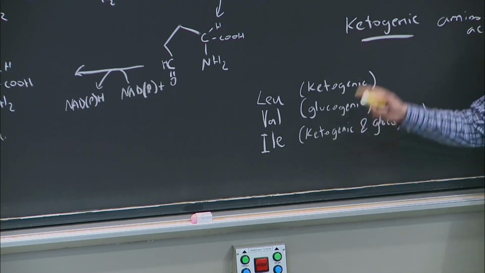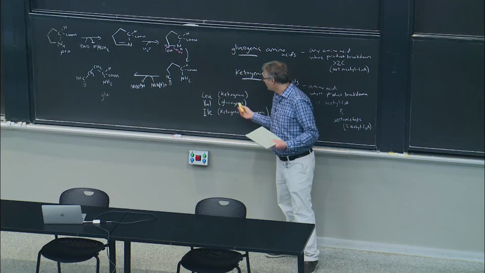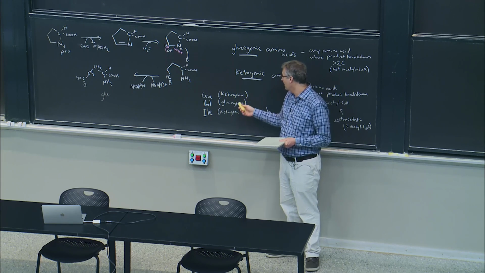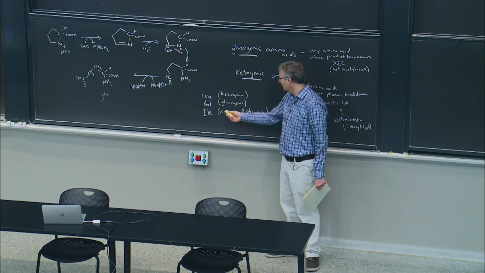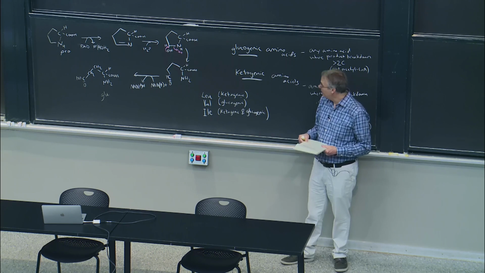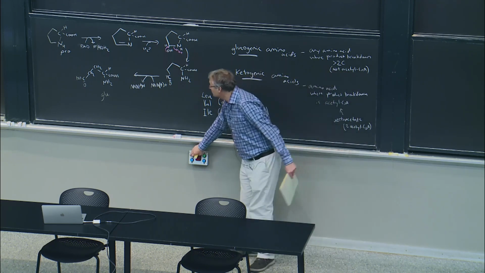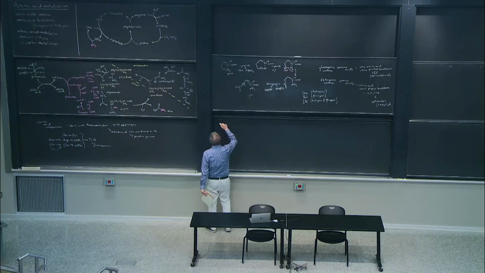Okay. So three very related amino acids, in genetic terms, very conservative substitutions within a protein, okay? Very related structures. However, the way they're broken down, in the case of leucine, generates only things that are ketogenic, valine generates things that are glucogenic, and isoleucine generates both. And so we'll go through each of these and see how that happens. All right. So let's start with leucine.